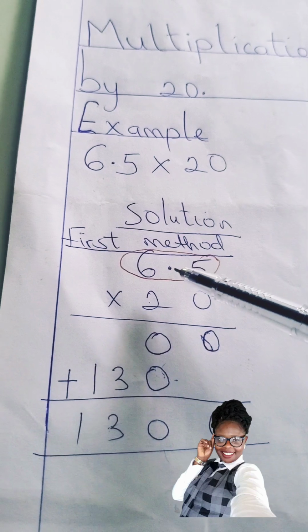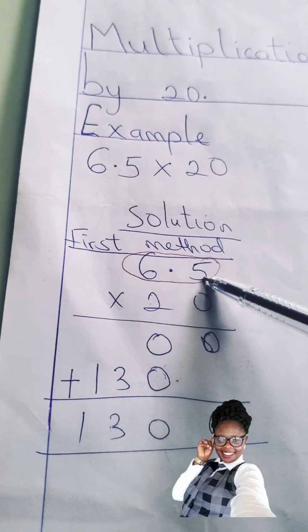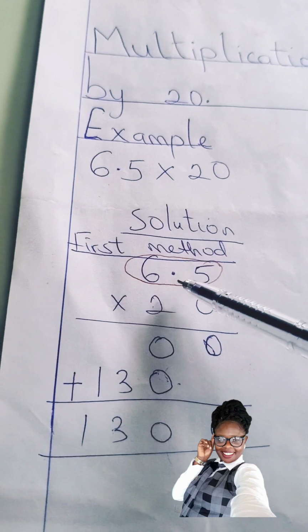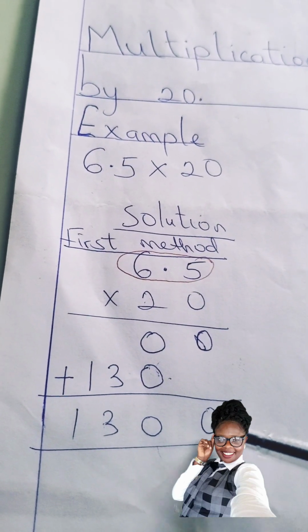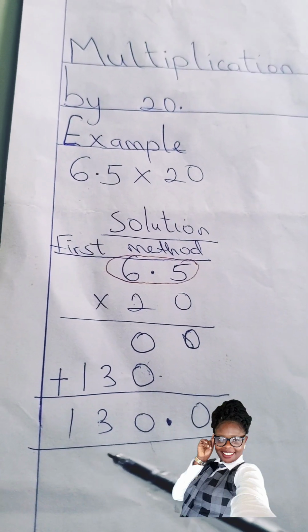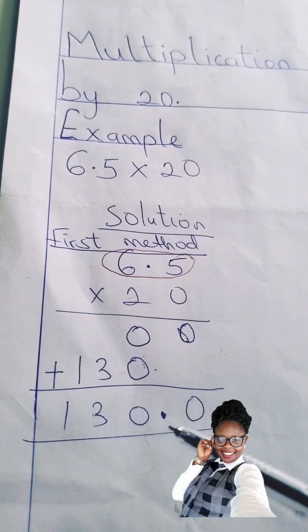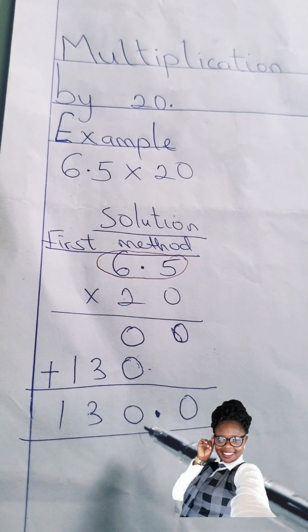I'll now go back to the question. Here is the decimal point, and the decimal point has only 1 digit after it. That is, 1 digit is after the decimal point. I'll come to my answer here and count 1 from the back and fix my decimal point here. And my answer is 130.0. And in mathematics, when 0 is after the decimal point, the 0 means nothing. So my final answer is 130.